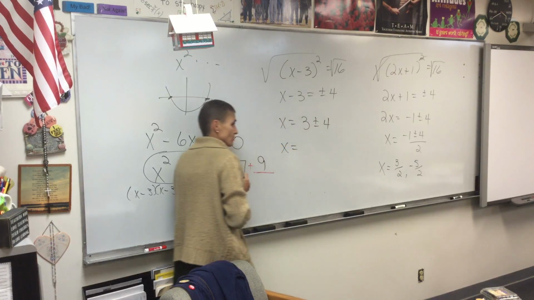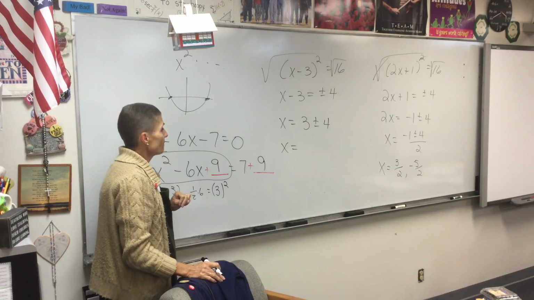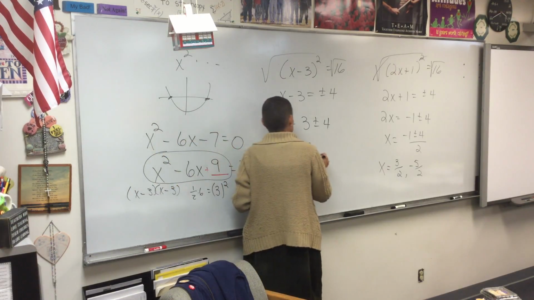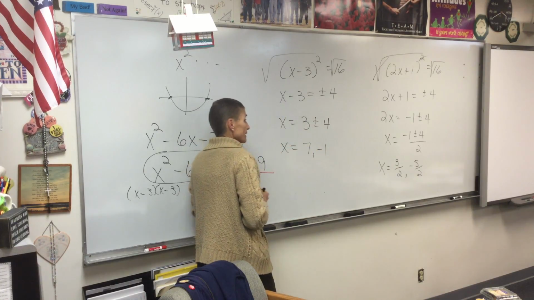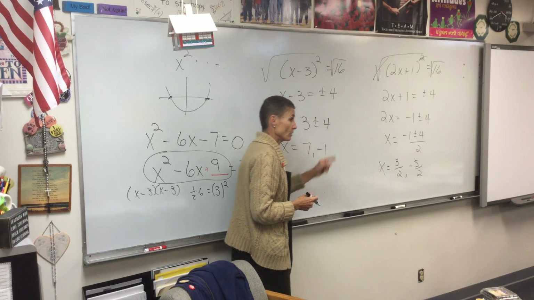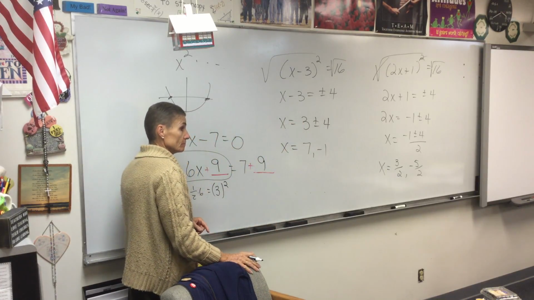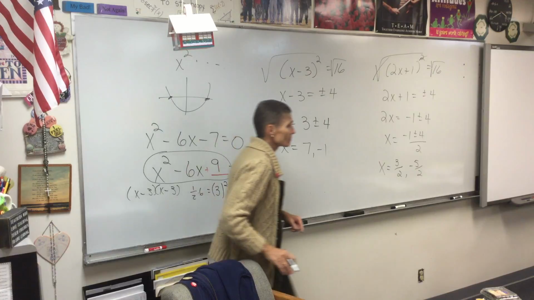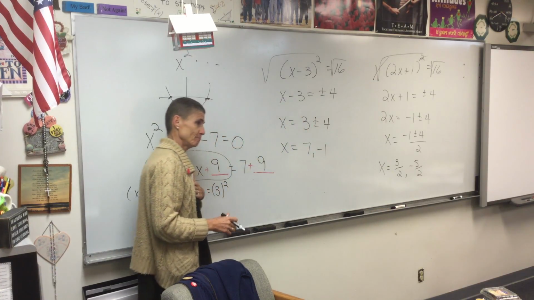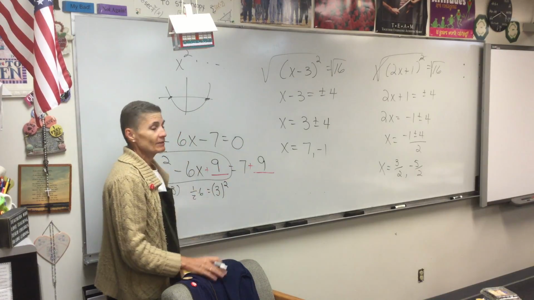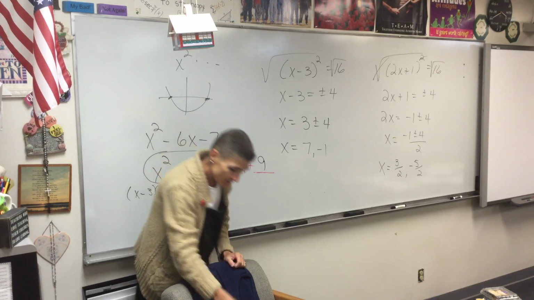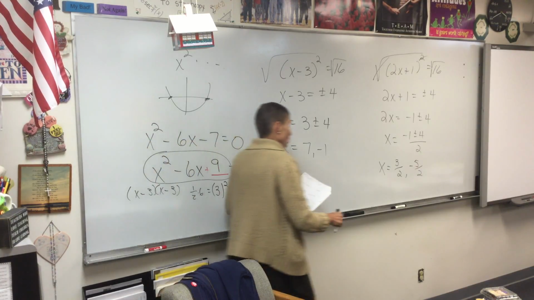So what are my answers? 2 again, always 2. My answers are 7 and negative 1. And in case you didn't get that, what he did was 3 plus 4 and 3 minus 4. So 7 and negative 1. Are we okay? All right. Would you try the next one with your partner?